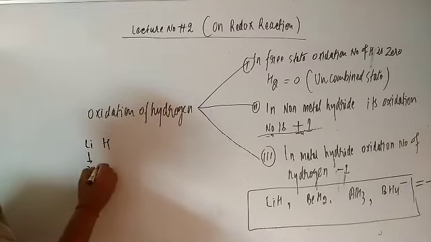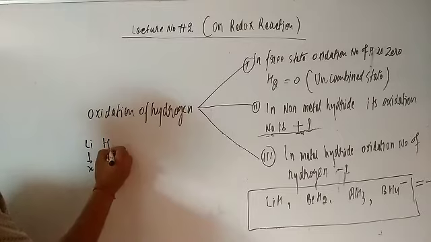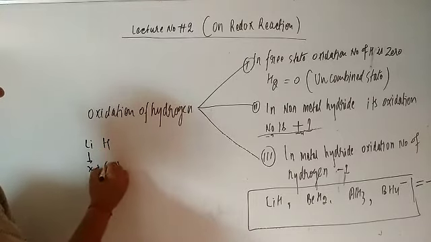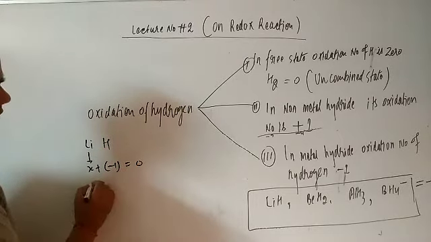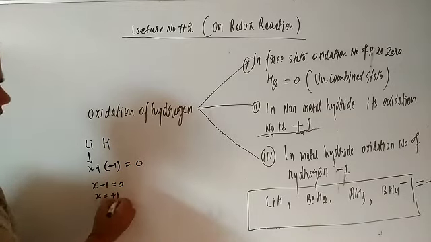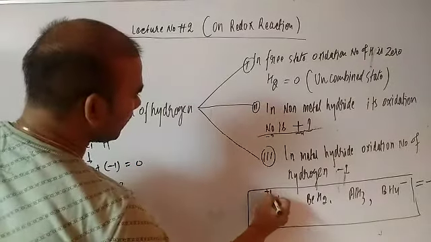Lithium we don't know, consider X, it is lithium hydride, a metal hydride. So here the oxidation number of hydrogen is -1, total 0. So X - 1 equals 0. So X is equal to +1. So here lithium is coming to be +1.